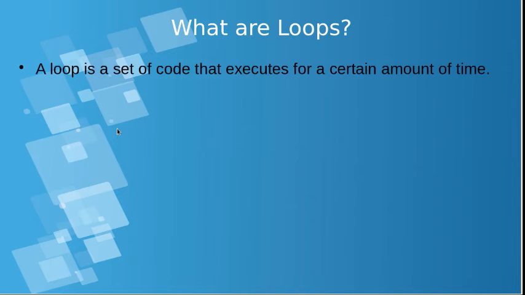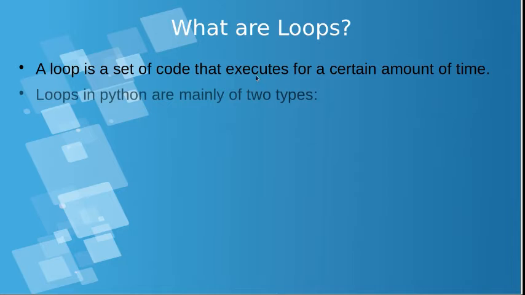A loop is a set of code that executes for a certain amount of time. This basically means if you have peanut butter and bread and you want to make food, you do the same thing: take a knife, take some peanut butter out of the jar and put it on the bread, and you do this 2 to 3 times, and then it's said to be a loop.